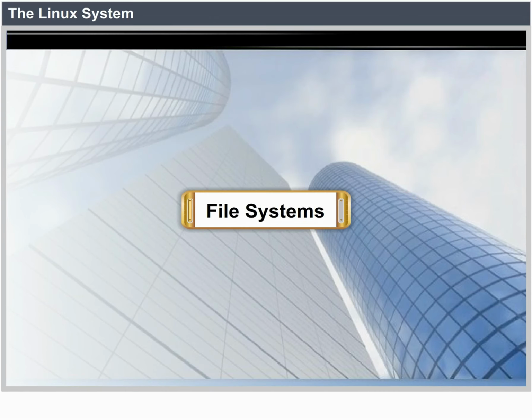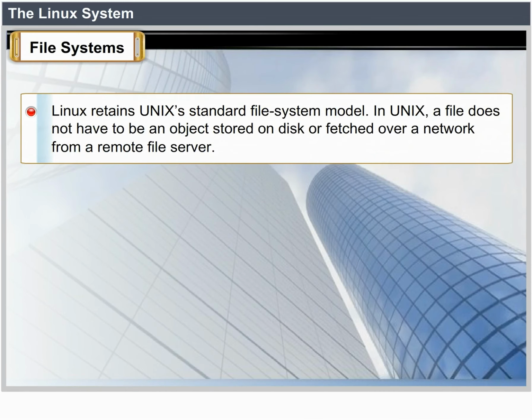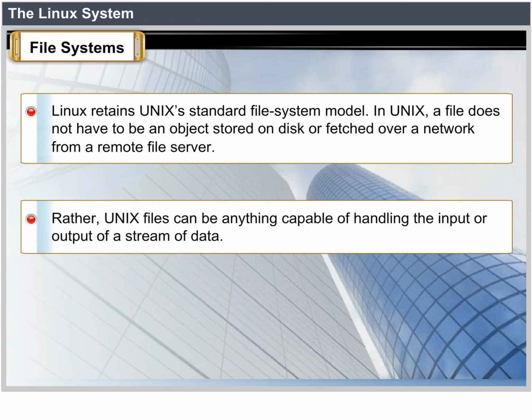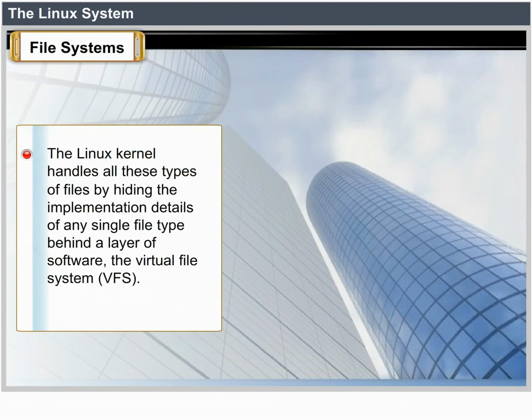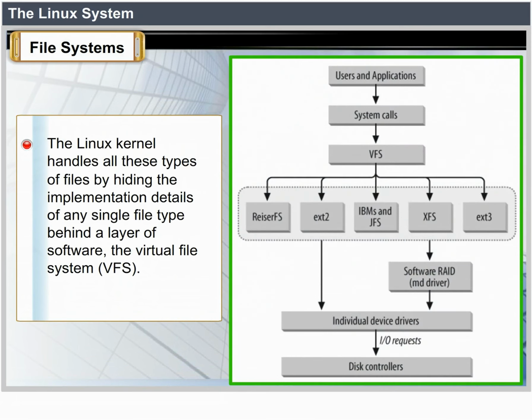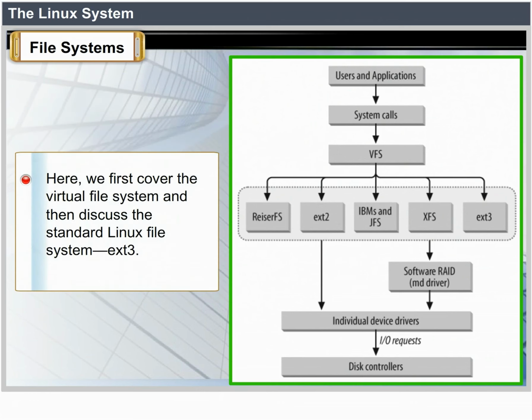File systems. Linux retains Unix's standard file system model. In Unix, a file does not have to be an object stored on disk or fetched over a network from a remote file server. Rather, Unix files can be anything capable of handling the input or output of a stream of data. Device drivers can appear as files, and inter-process communication channels or network connections also look like files to the user. The Linux kernel handles all these types of files by hiding the implementation details of any single file type behind a layer of software, the Virtual File System, VFS. Here, we first cover the virtual file system and then discuss the standard Linux file system, ext3.